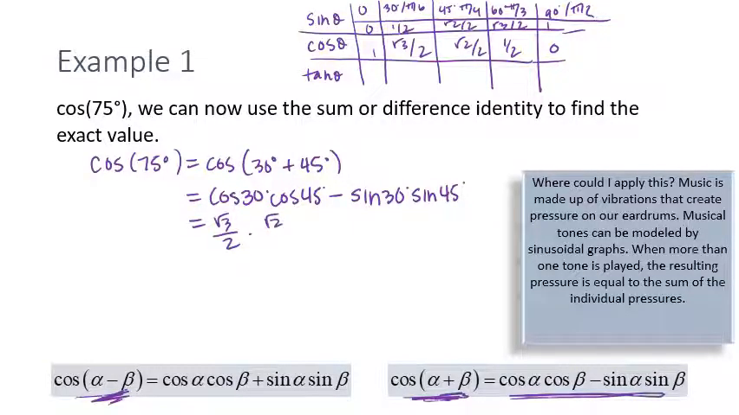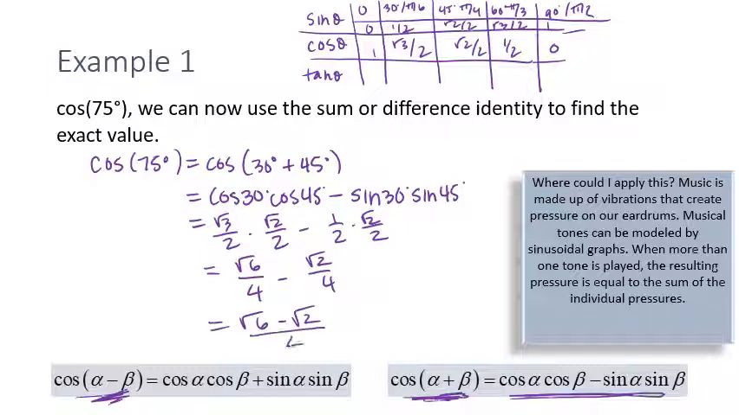Cosine of 45 is root 2 over 2. The sine of 30 is 1/2. Sine of 45 is root 2 over 2. So this gives me square root of 6 over 4 minus the square root of 2 over 4. So that leaves me just with the square root of 6 minus the square root of 2 all over 4. That can't simplify any further because those are stuck in there. So what's cool is this identity actually helps us figure out values that we never could really find before.